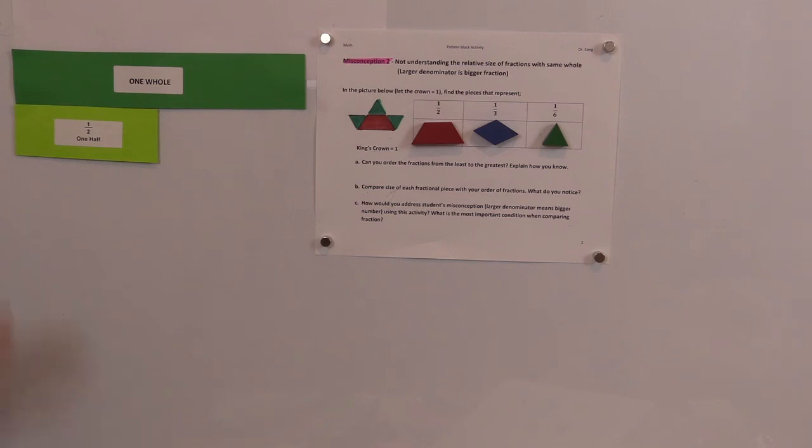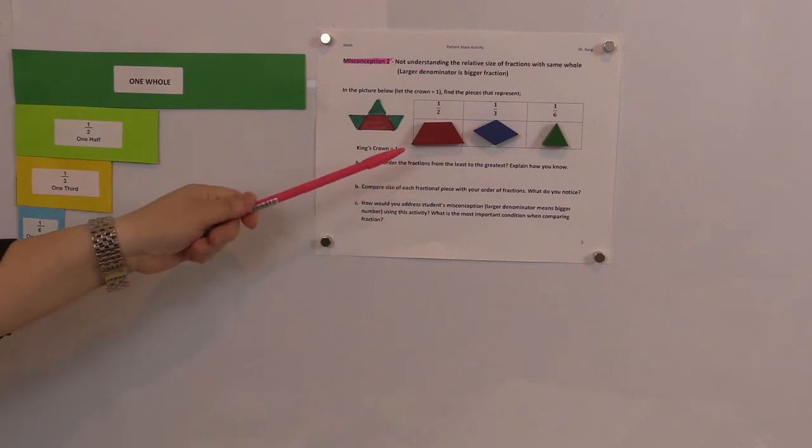What about 1/3? If this is my 1/2, same size whole, what is my 1/3? My 1/3 looks like this. What about 1/6? My 1/6 is this. So what do you notice here? Compared to the size or length of each fractional piece, what do you notice? Yes, I can see that with the same whole, in relative size, 1/2 is bigger than 1/3. 1/3 is bigger than 1/6. 1/6 is the smallest compared to 1/2 and 1/3.